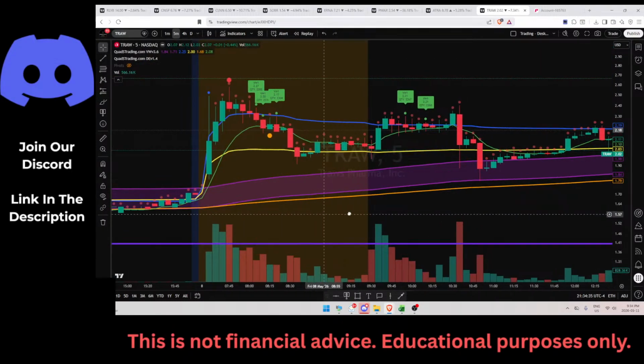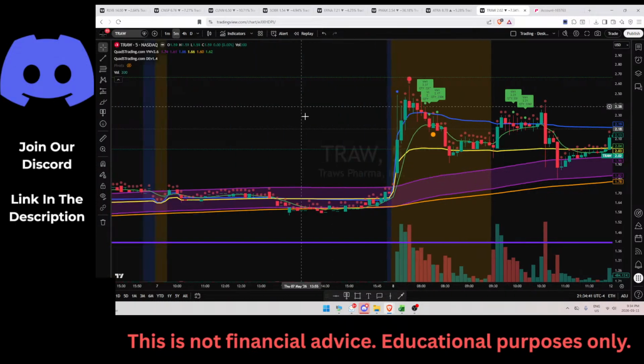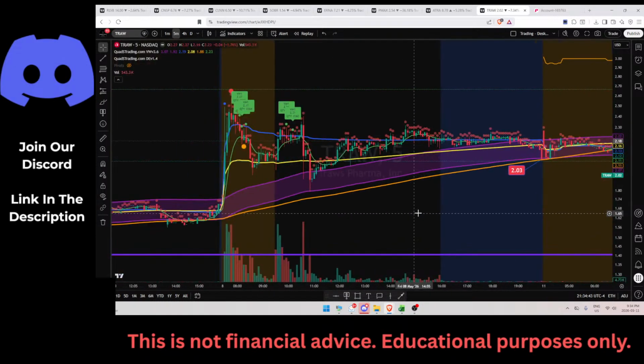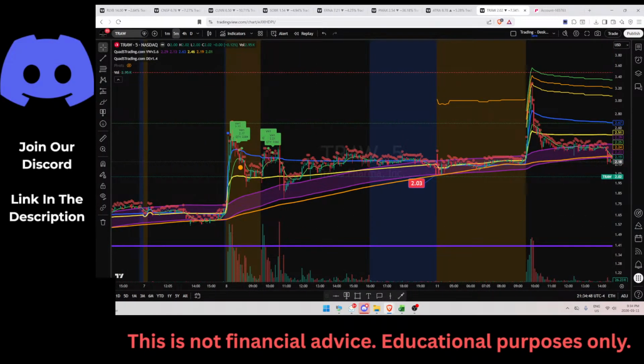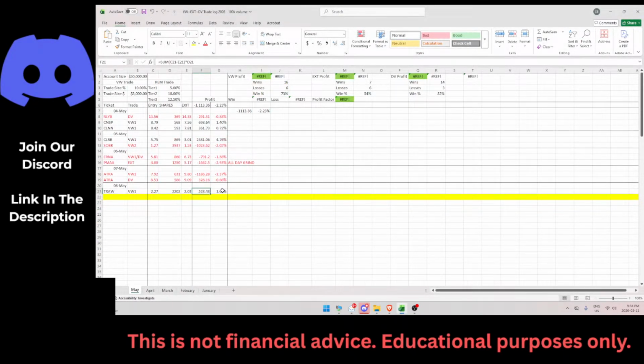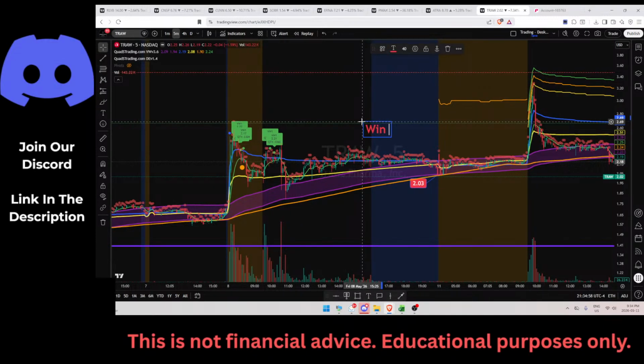So here we have a VW1 on TRA right here. You entered at 2.27 for 2,202 shares, and then you cover at the end of the day. And this one here, I actually didn't mark it, but let's have a look here. If I look here, it would have been a win of $528. This here would have been a win of $528, like this.